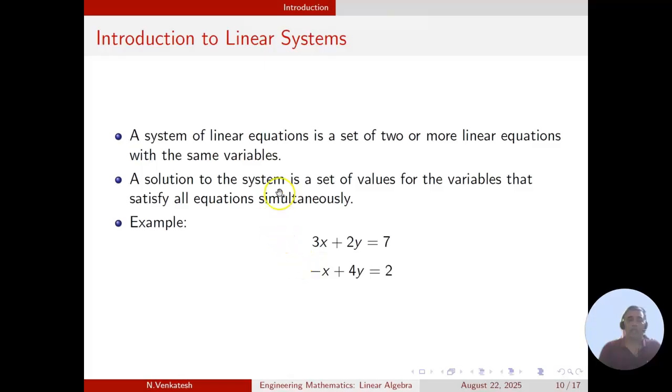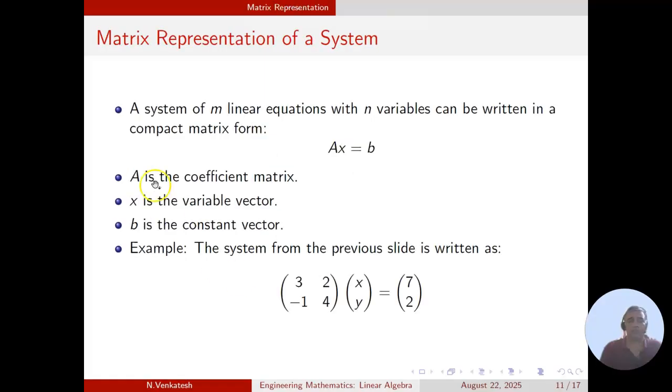An example of a system of linear equations is 3x plus 2y equal to 7 and minus x plus 4y equal to 2. This system of equations has a solution x equal to 12 by 7 and y equal to 13 by 14, for which these two equations are satisfied. Now we are interested in solving this system of equations.